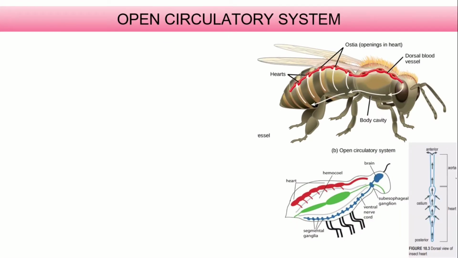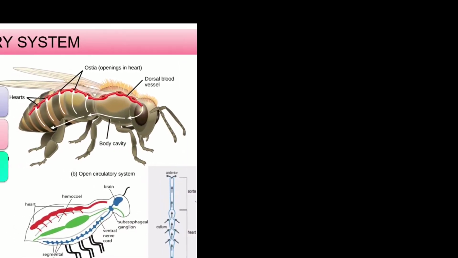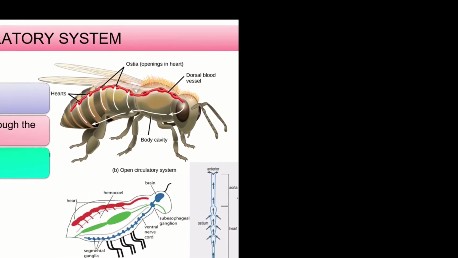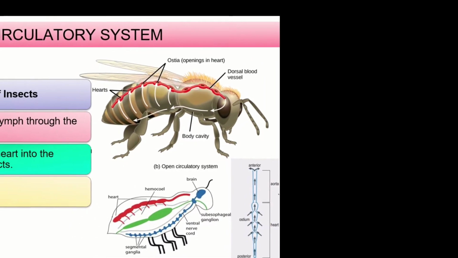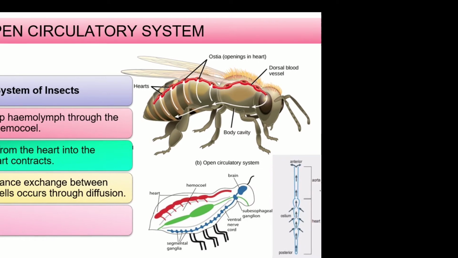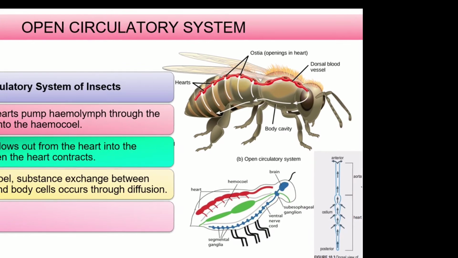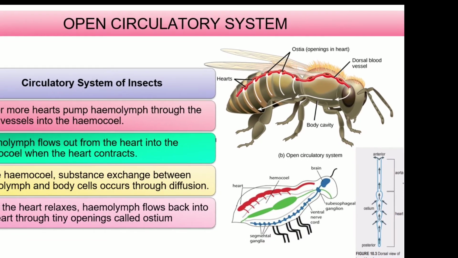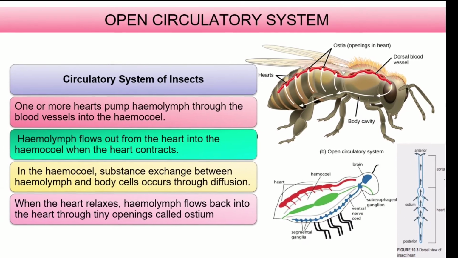Now we are going to discuss the open circulatory system. The circulatory system of insects basically consists of one or more hearts that pump hemolymph through blood vessels into the hemocoel. The hemolymph will flow out from the heart into the hemocoel when the heart contracts. In the hemocoel, the substance exchange between the hemolymph and body cells will occur through diffusion. When the heart relaxes, the hemolymph will flow back into the heart through tiny openings called ostia.